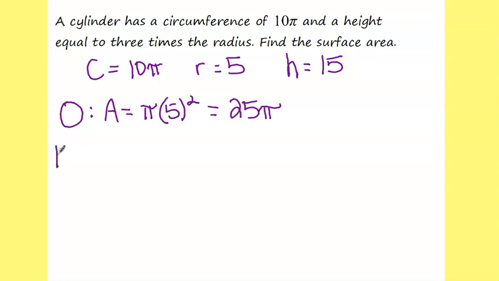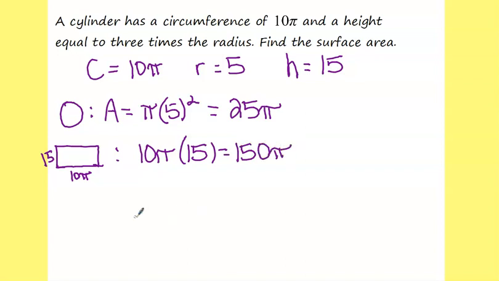Remember, the other part of it is a rectangle that you unroll. The length of the rectangle is going to be the circumference, so 10 pi. And then we multiply that by the height of the cylinder, which is 15. So if this is the portion that we unrolled, the length of this rectangle was 10 pi, and the height was 15. If we multiply that, we're going to end up with 150 pi.